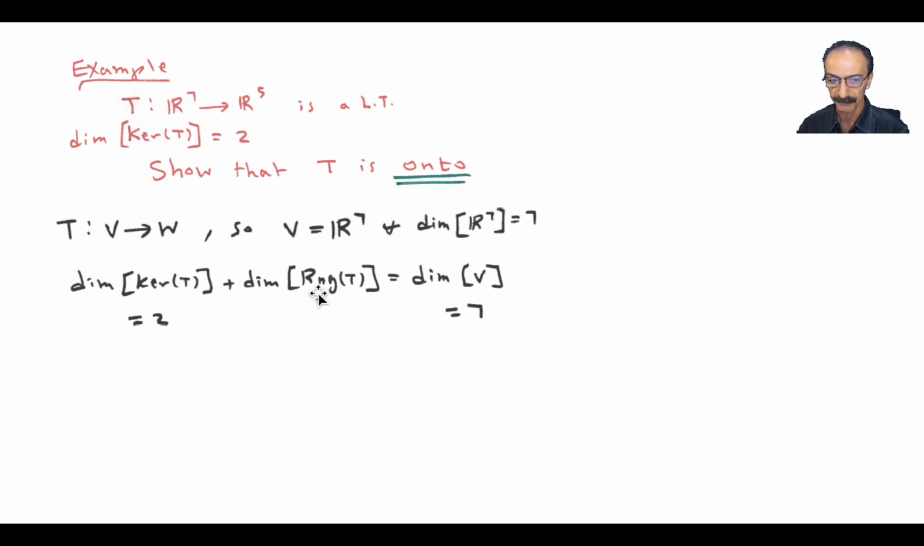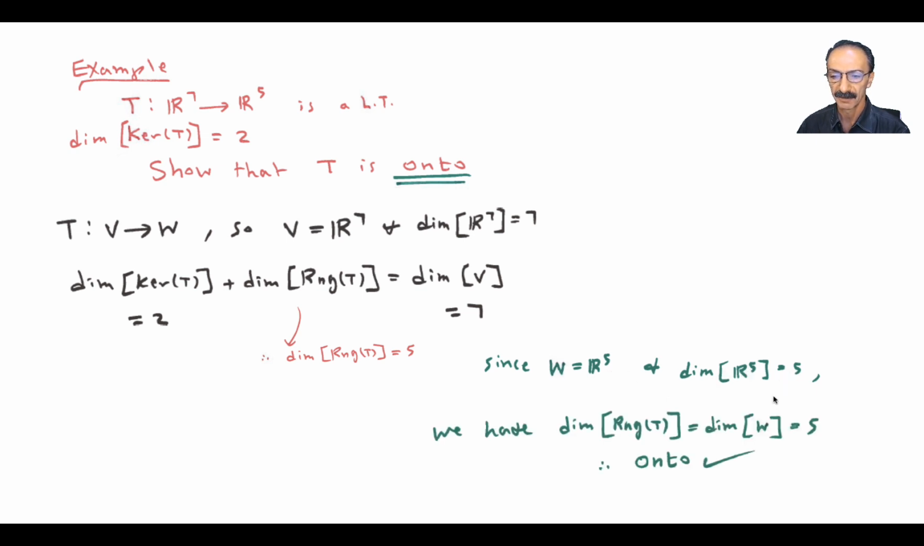That should add up to what? This is a 2, this is 7, that has to be 5. The range has the size or dimension of 5. But what is W? W is also with a dimension of 5, which makes sense and it adds up. Since W equals R to the 5 and the dimension of R to the 5 is 5, the dimension of the range is exactly the same as the dimension of W. They're both 5, so onto, as expected.